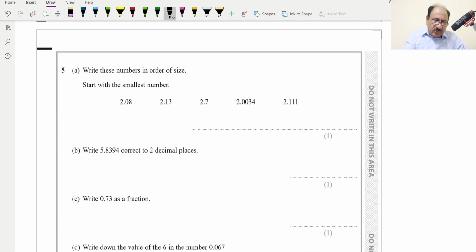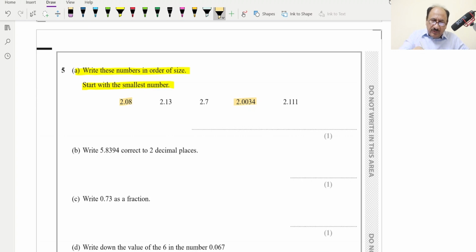This is the next question, question number 5. Write these numbers in order of size. Start with the smallest number. So we will have to check for the smallest number. We can see 2.2 is there in all, so we can compare one decimal place. So the 0 in this one is 0, so this will be the smallest, basically 2.00.